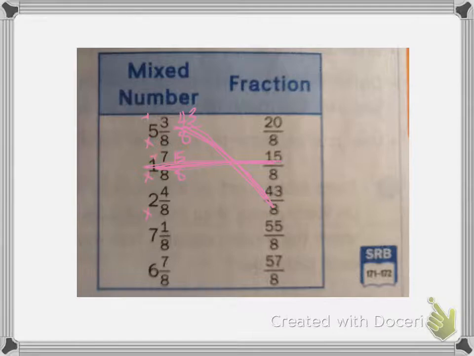2 times 8 is 16, plus 4 is 28, which is this top one up here. 7 and 1/8. 8 times 7 is 56, plus 1, 57/8. And then again, the last one, 6 and 7/8. 8 times 6 is 48, plus 7 is 55/8. Connect to that line right there.